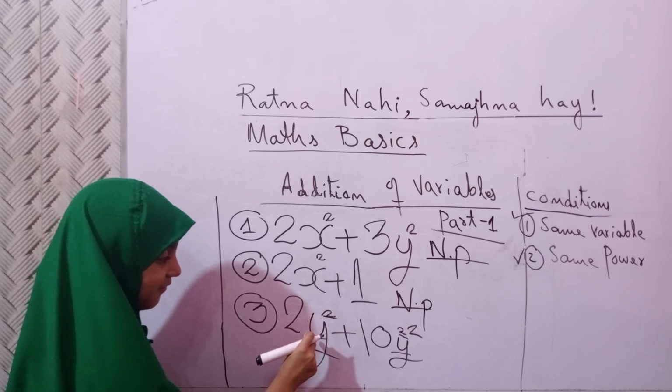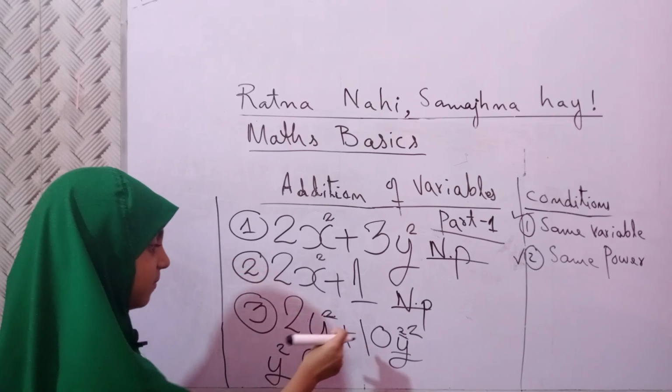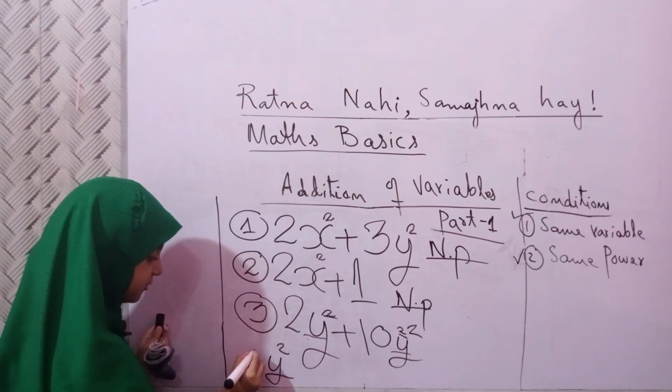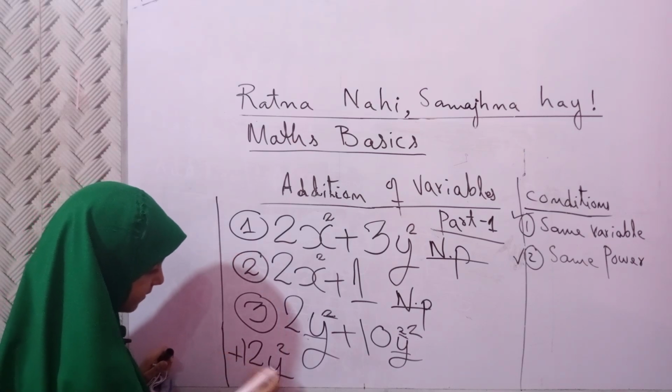We will not disturb the variable and the power. We will write it as it is. And we will add 10 to 2. Now it becomes 12. This is the answer.